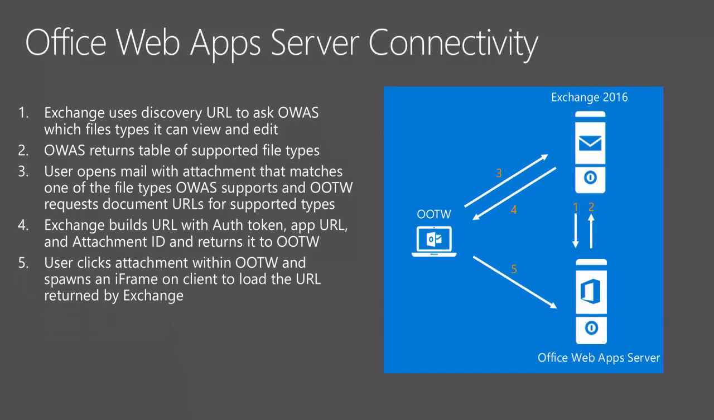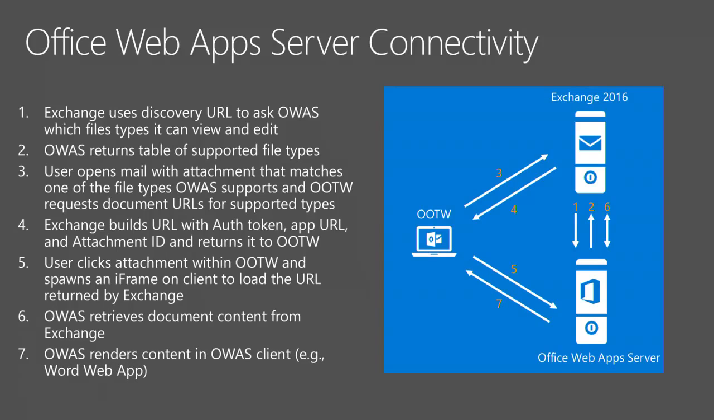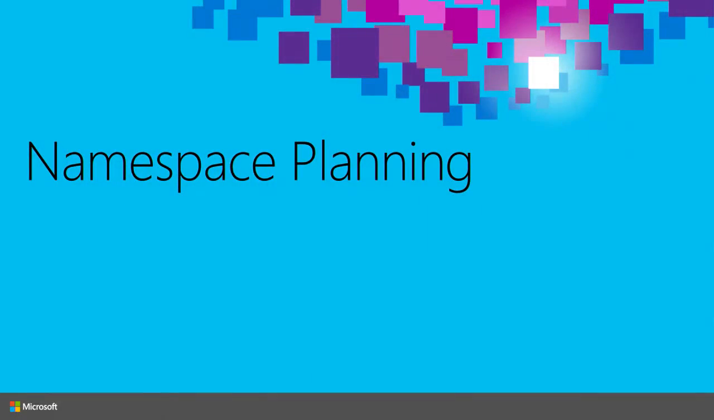And then the user clicks the attachment that loads that iframe that you saw in the side-by-side picture and begins the rendering process of displaying that file within that iframe inside what we would call the OWAS client, like Word Web App or Excel Web App and so forth, or PowerPoint Web App and so forth. Okay, so this is the communication path that will happen. Largely, steps 3 to 7 will happen every time a user opens a file this way through Outlook on the web. And again, this is optional connectivity. It's not required, but if you do want this functionality for your users, you will have to deploy one of these servers. All right. Let's talk about namespace planning.